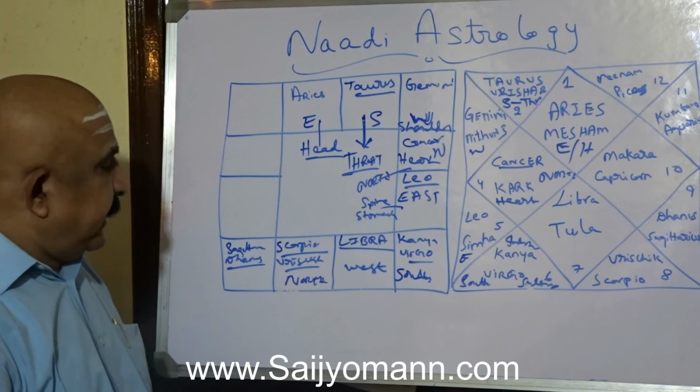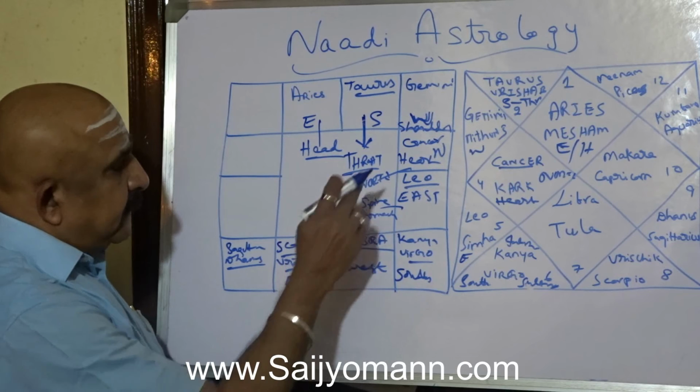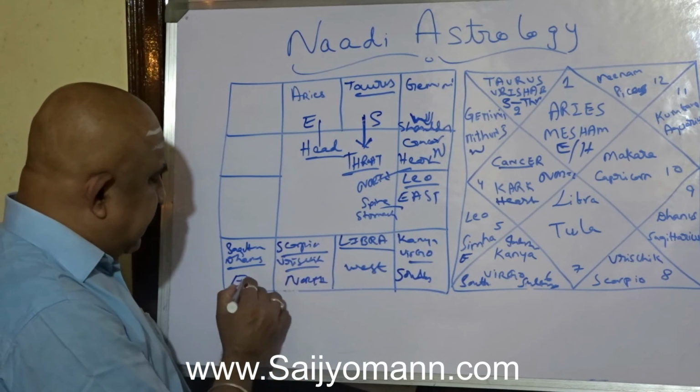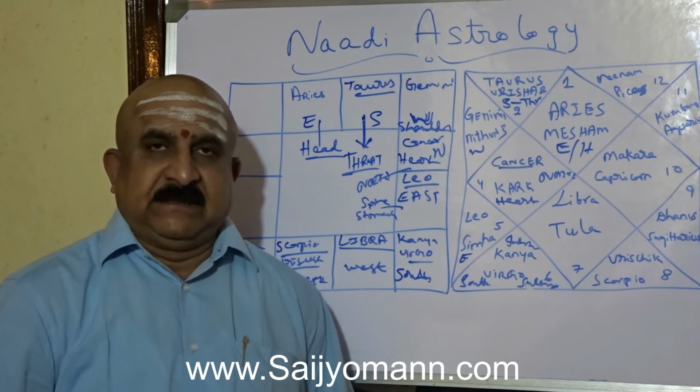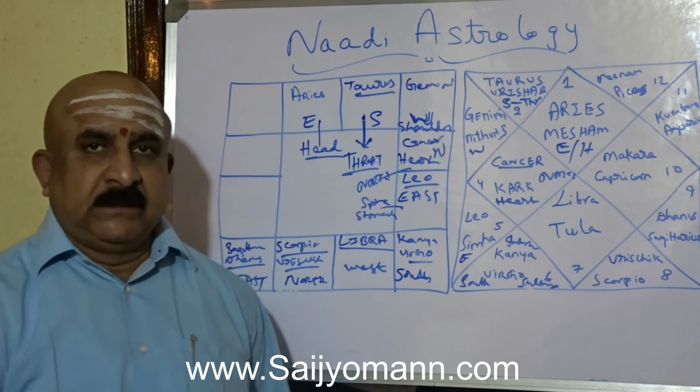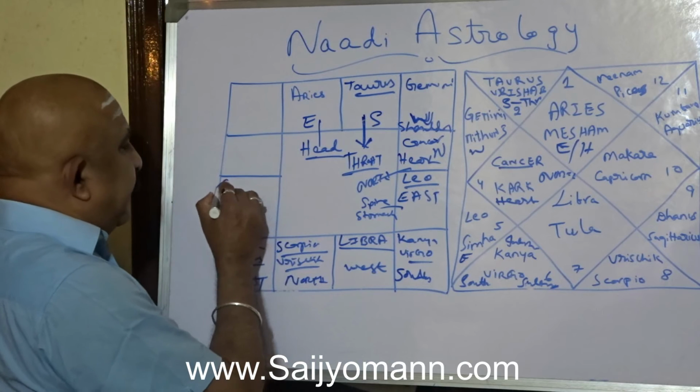Clear? And the direction is east. Parts of the body is thighs. Clear? Next, we'll go to Capricorn.